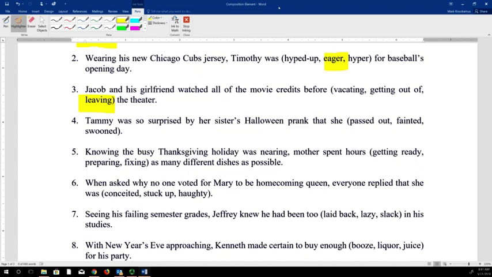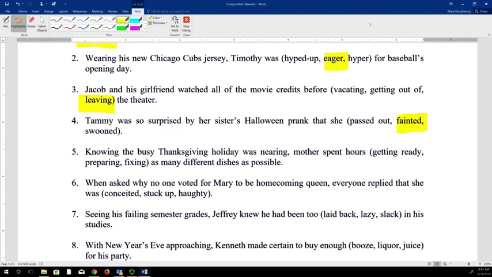The next one. Tammy was so surprised by her sister's Halloween prank that she blank. Tammy did what? Fainted. Passed out is slang. What's the clue? See that out? That's the clue there. Swooned would be antiquated. Swooned is a really old-fashioned term for fainted.